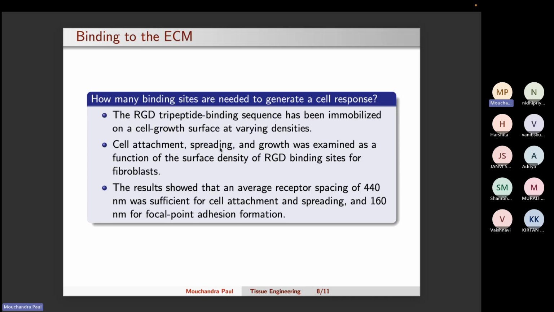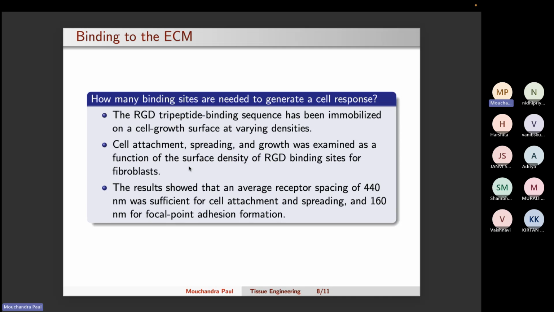Cell attachment, spreading, and growth, all three were examined as a function of surface density of the RGD binding sites for the fibroblast cell. So for one type of cell, they have done this study. The results they obtained tell us that an average receptor spacing of 440 nanometers was sufficient for cell attachment and spreading, and 160 nanometers for focal adhesion formation.